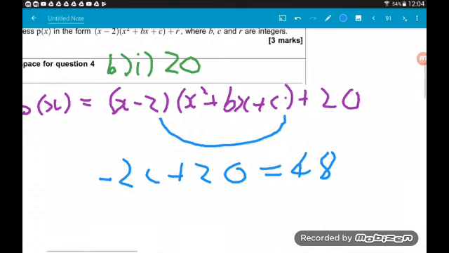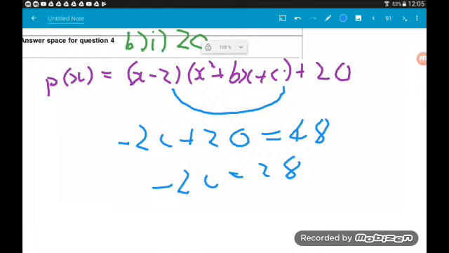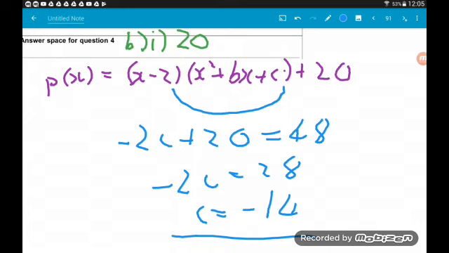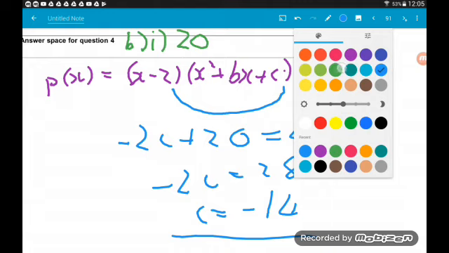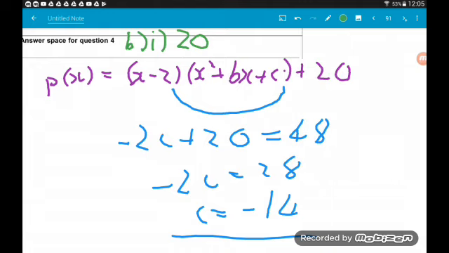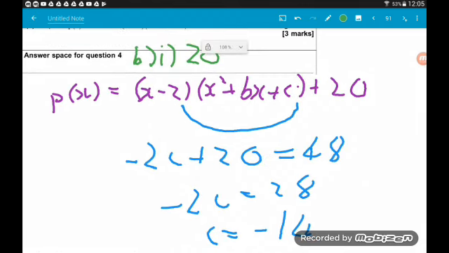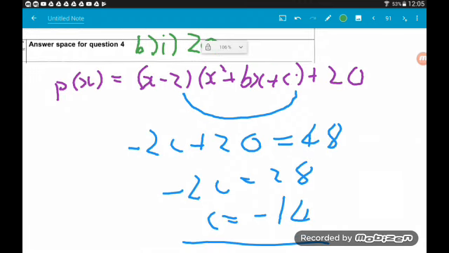So if we take away the 20, minus 2c is 28. Divide by minus 2, c is minus 14, as we just worked out by algebraic division. But as it turns out, this was a lot quicker. Okay, now we need to work out what b is going to be. So let's think about the x squared coefficient that we would get if we multiply this all out.